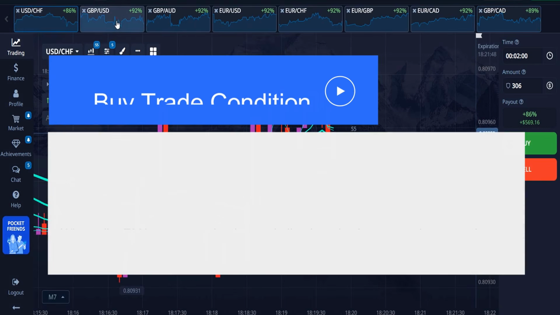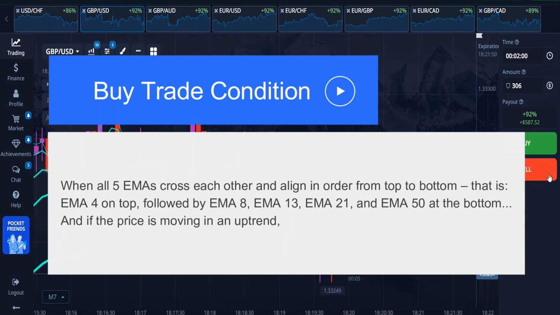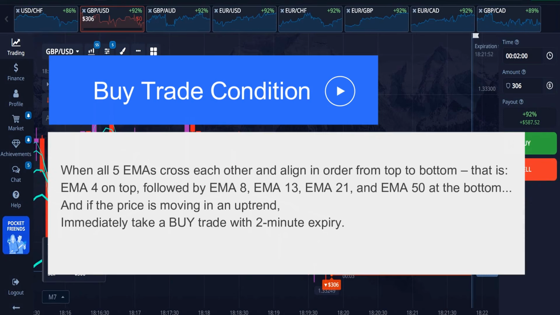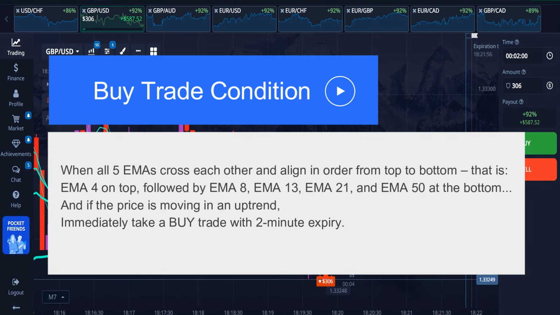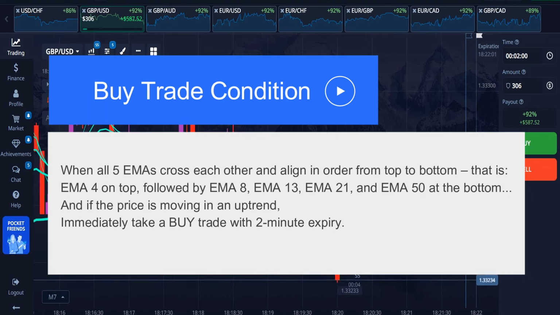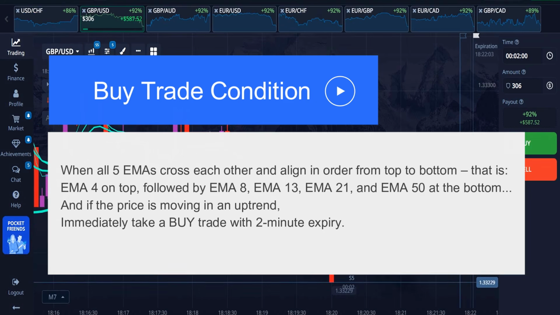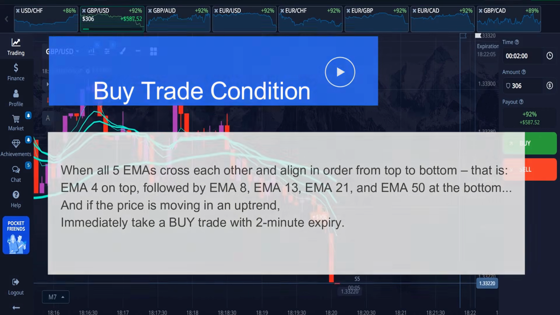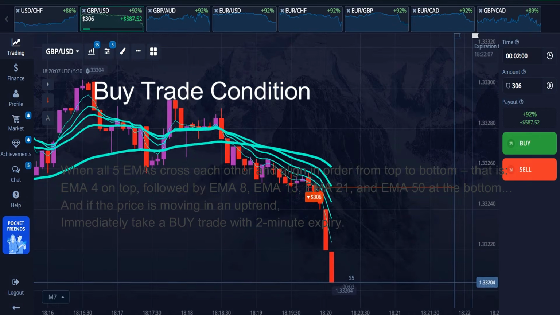Here's how this crossover magic works. Buy trade condition. When all 5 EMAs cross each other and align in order from top to bottom, that is, EMA 4 on top, followed by EMA 8, EMA 13, EMA 21, and EMA 50 at the bottom. And if the price is moving in an uptrend, immediately take a buy trade with 2-minute expiry.